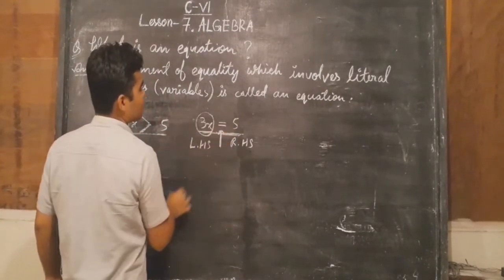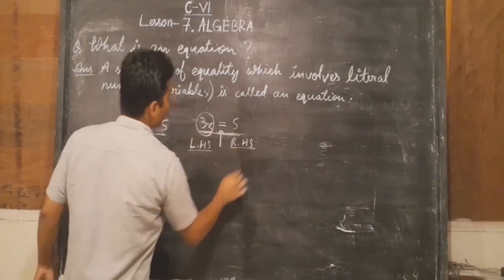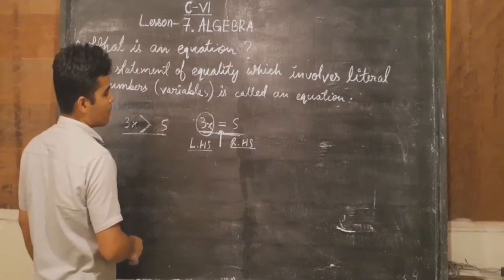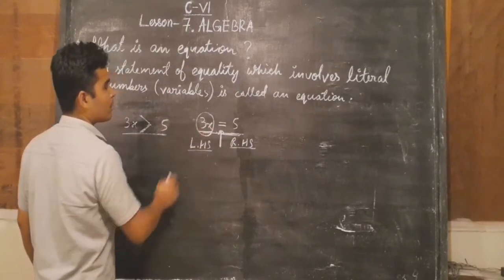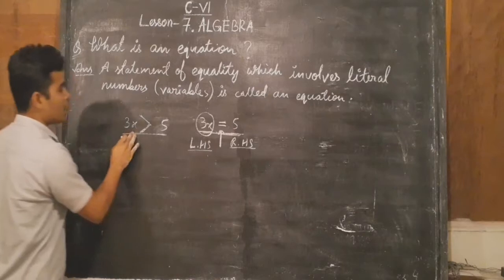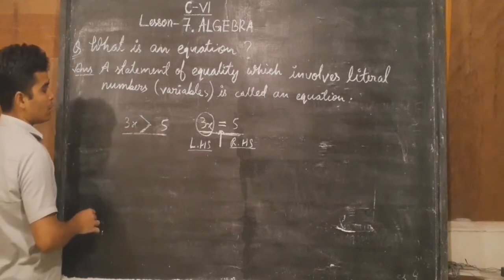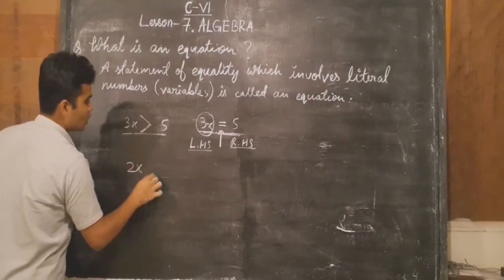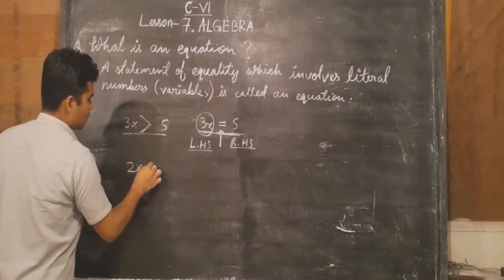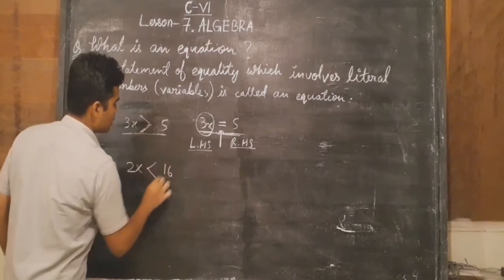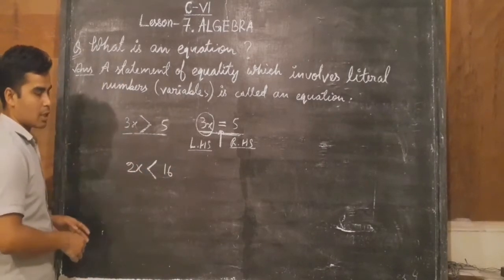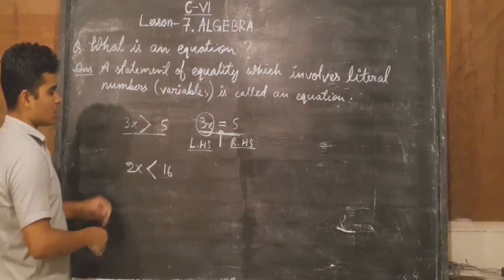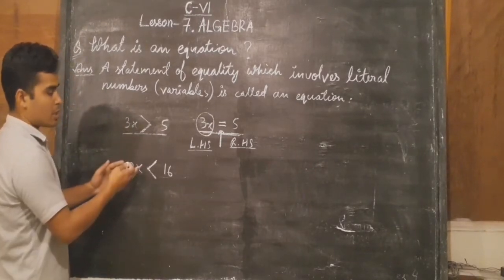Because of this equal sign we call it an equation. So it is a statement of equality because of this equal sign, but here it is not a statement of equality. We may have some more examples like this: 2x less than 16. By looking at the statement we can understand that this is smaller than this, smaller and greater. It is not a statement of equality.